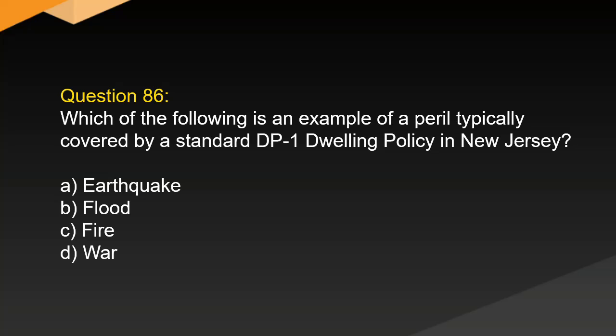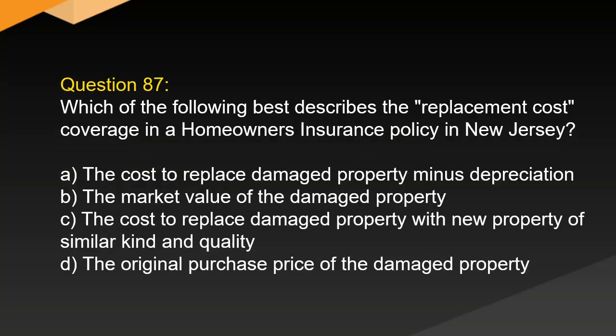Question 86. Which of the following is an example of a peril typically covered by a standard DP-1 dwelling policy in New Jersey? A. Earthquake. B. Flood. C. Fire. D. War.